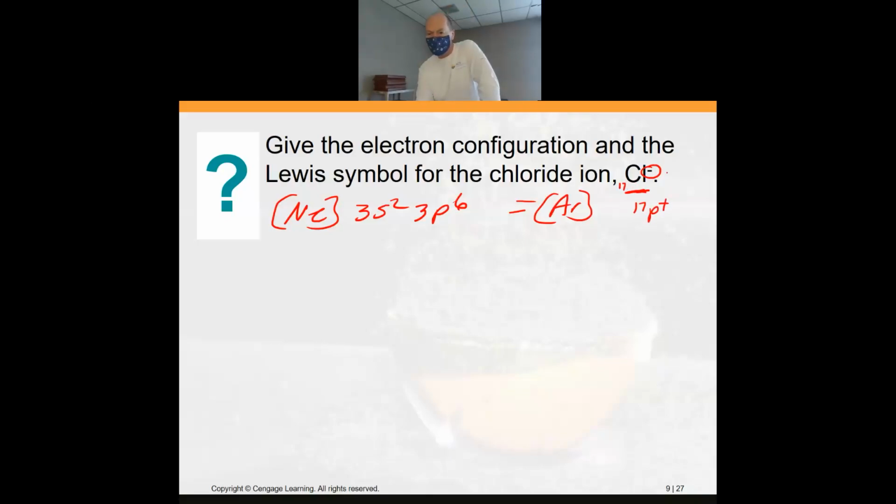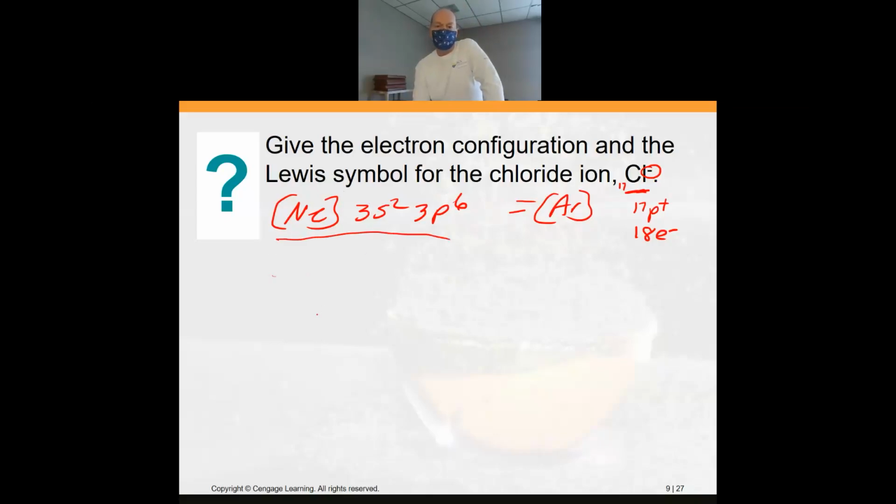If you're Cl, you're 17 protons, that never changes. What can change is the number of electrons. So here we have an extra electron. If we have 17 pluses, we need 18 minuses in order to get a negative overall charge. 17 minus 18 is a negative 1, Cl minus. And so there is your electron configuration.